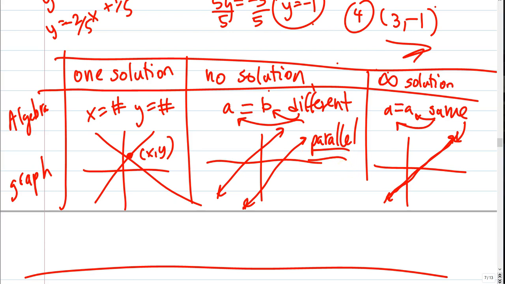And third, we will have infinite solutions. A equals a, 5 equals 5, 0 equals 0. What does that mean? Well, they are technically the same line, so they have infinite solutions. Okay?